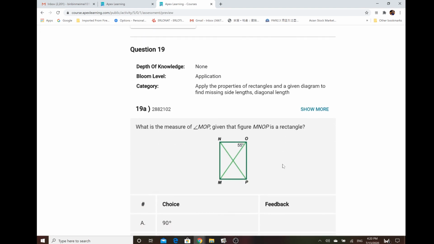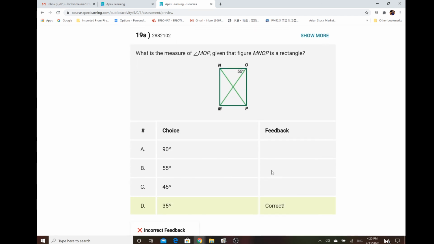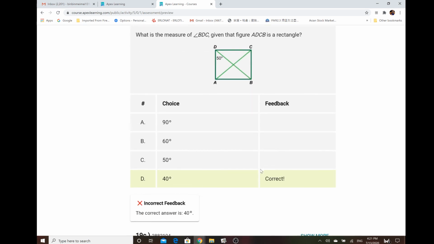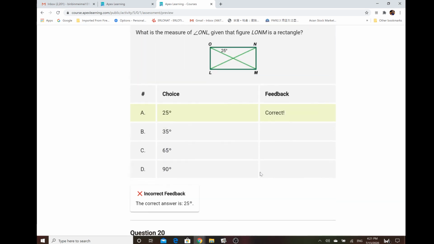And what's the measure of angle MOP, given that figure MNOP is a rectangle? Here's the measure of angle MOP. That's 90 degrees, so that means 90 minus 55. Then that'll be what? 35 degrees. Complementary angles: 90 minus 50 is 40 degrees. 90 minus 25: this one's 25, the other one's 25. Alternate interior angles.